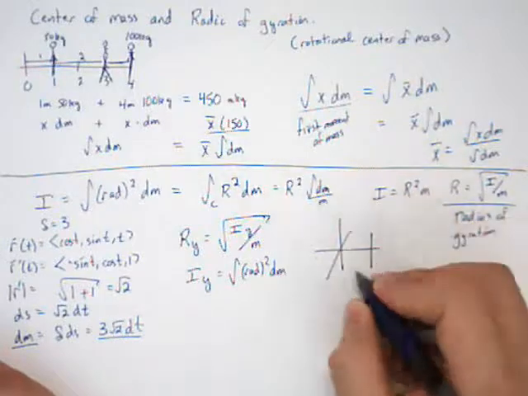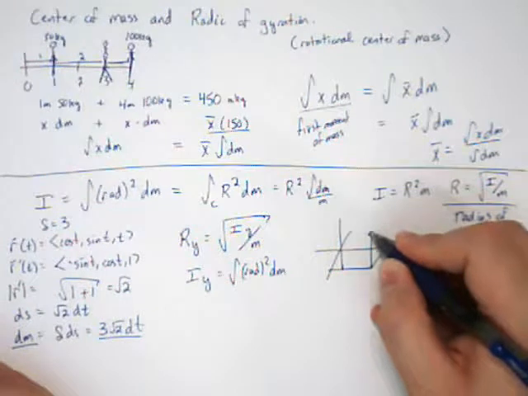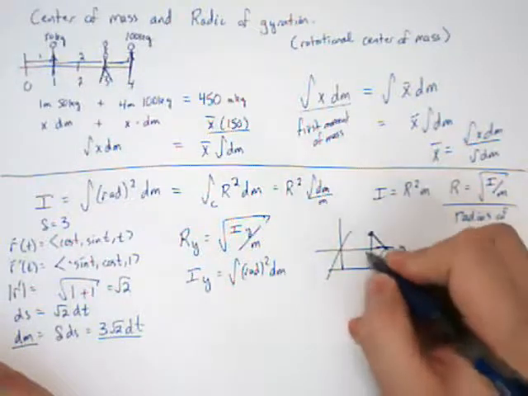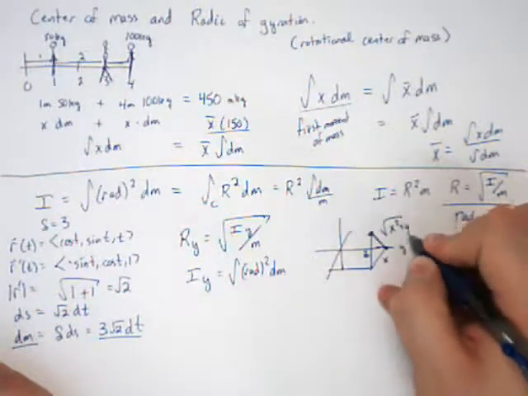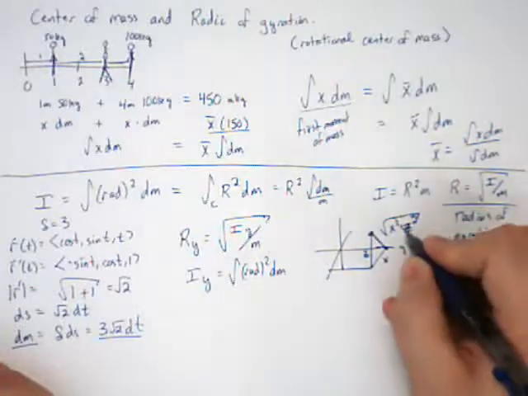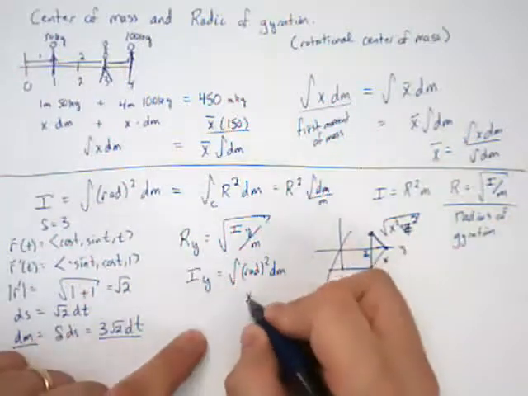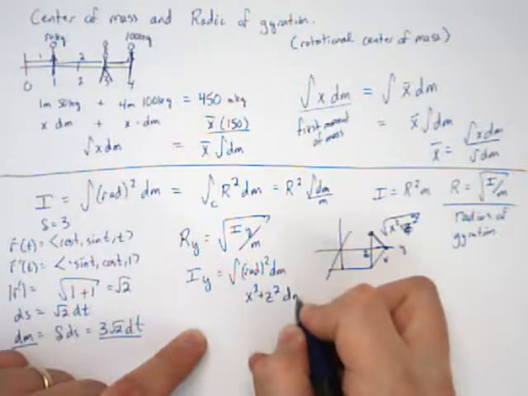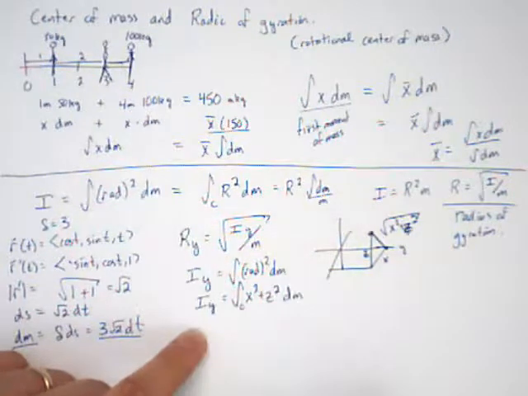Well, if I take a point in space, and I want the distance from that point down to the y-axis, then I need to know an x value and I need to know a z value, and this distance up here is the square root of x squared plus z squared. So, if I want to take that radius and square it, it's just x squared plus z squared, where you square the square root. And that is my inertia about the y-axis.